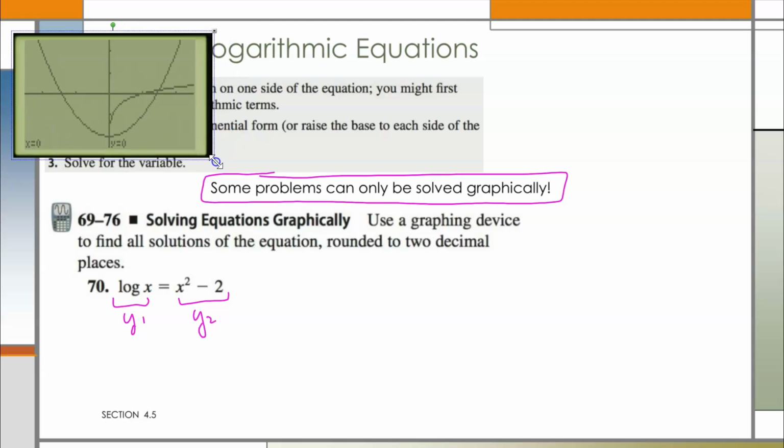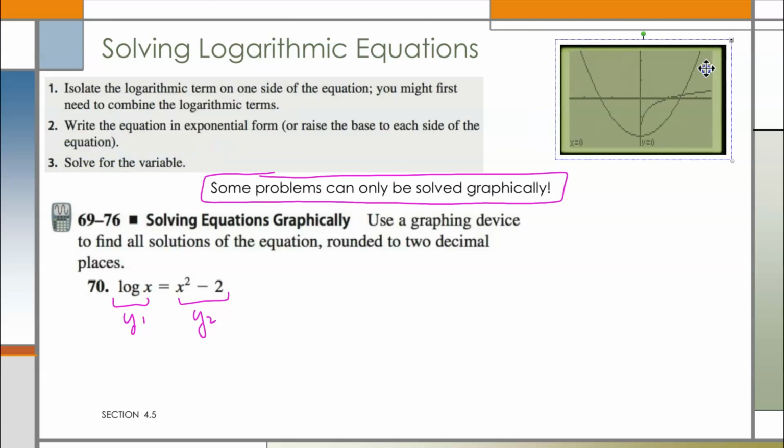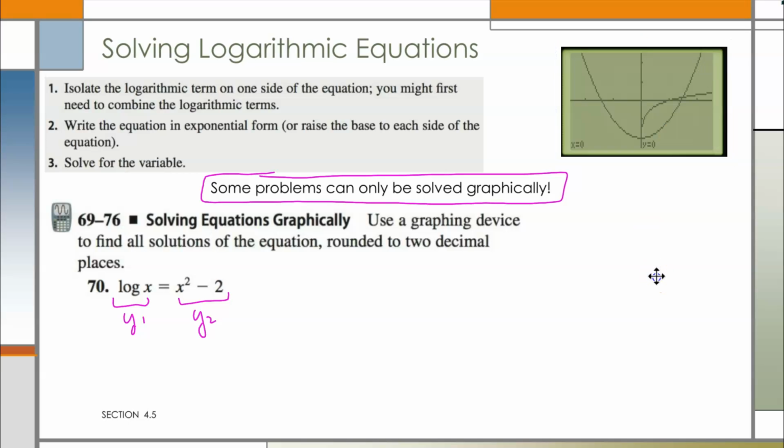Okay, so there's our picture. We just have to know that when we studied the graphs of logarithms, this didn't stop all of a sudden here. It came down and approached the y-asymptote. So it actually looks like this. And then when we throw in our x squared minus 2, we're going to see that we have two solutions, not just one solution.